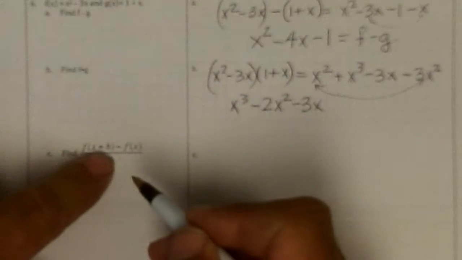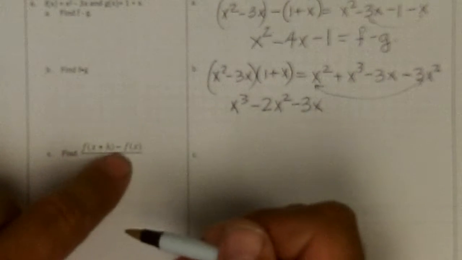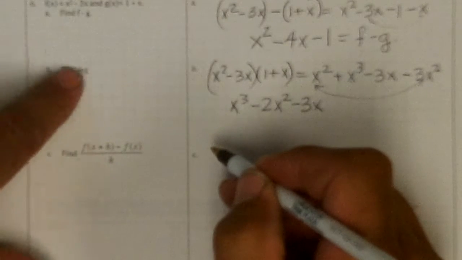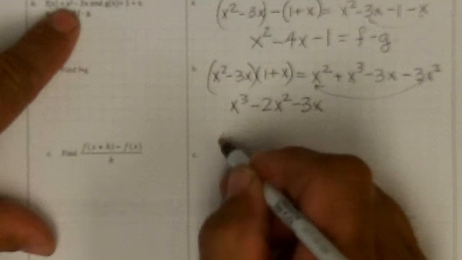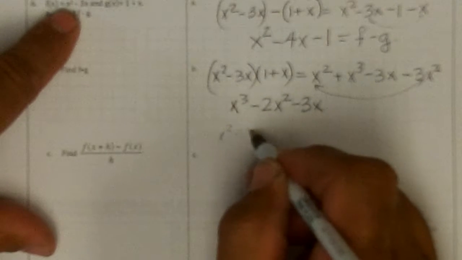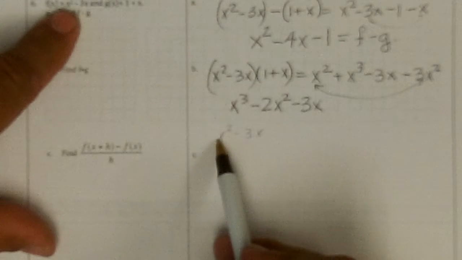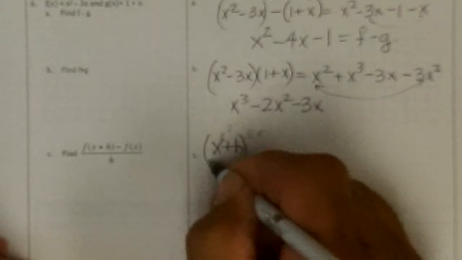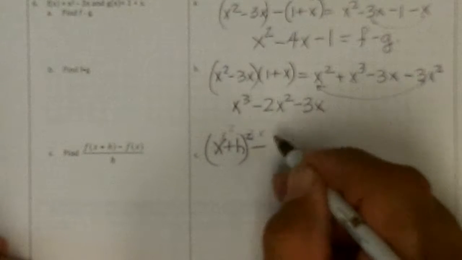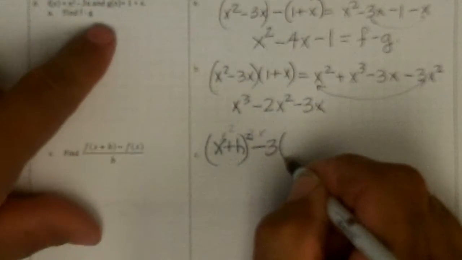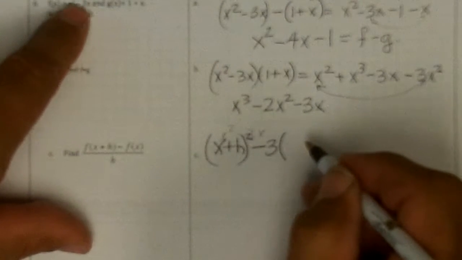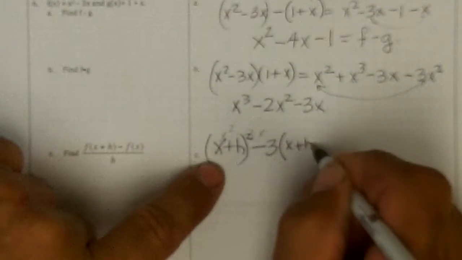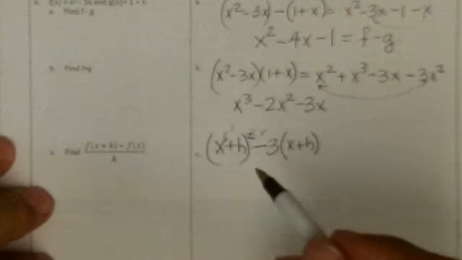Find f of x plus h minus f of x. Find the difference quotient, which means of f. F had x squared minus 3x. So in place of the x, I got to go x plus h squared minus 3 times, in place of the x, still an x in this. X is in 2 places, so I got to put x plus h in both of those places.